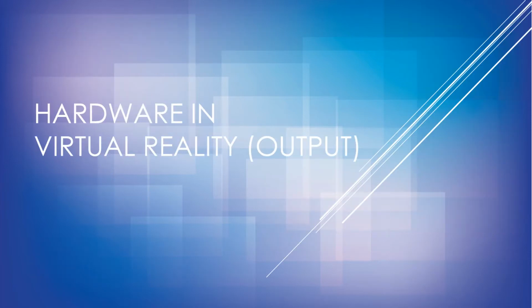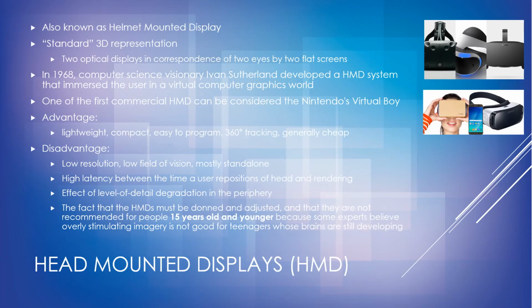So the next one, after we talk about the input, then we will talk about the output. How we output, mostly we will only talk about the visions, visions to different kinds of hardware. Okay, output. So the well-known output of the VR system, of course, is the HMD, head-mounted display.